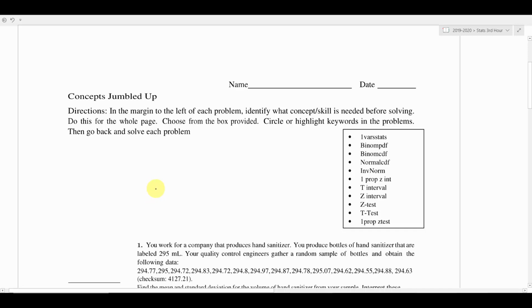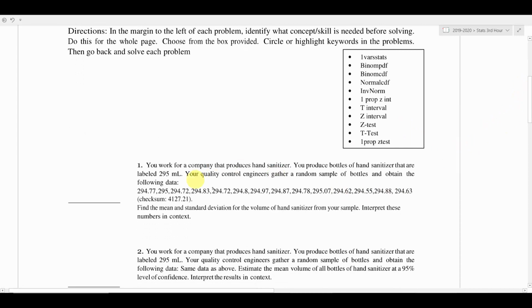All right, see if you can go through and identify what skill you need for each problem. Don't actually solve it yet, but just read the problem. Like read this first problem and think, what of these things are you going to use to solve this problem? Choose one of these skills from the box and tell me, what are you going to do here? And then once you've done that for each problem, actually go back and do it.